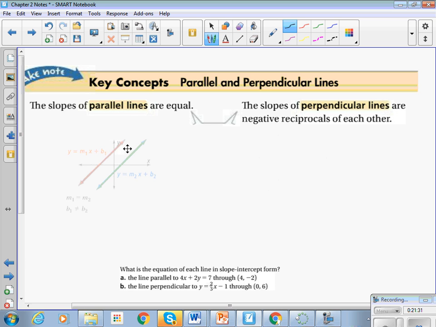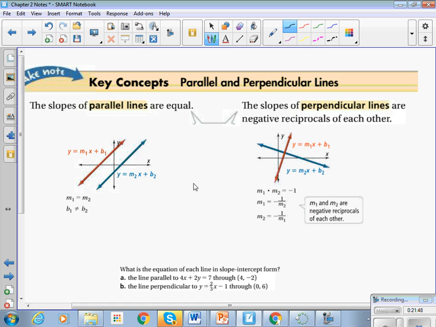So parallel lines, let's draw the picture also. Parallel lines do not intersect. Their slopes are equal. Perpendicular lines intersect at 90 degrees, and their slopes, when you multiply them together, equal -1. But they're also the negative reciprocals of each other.